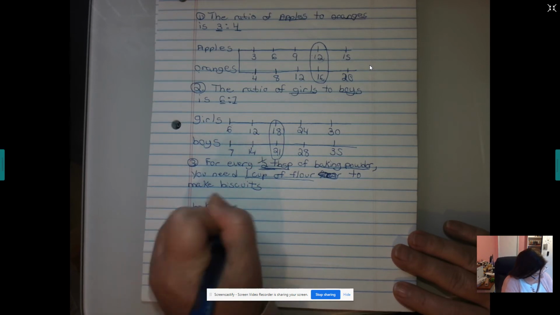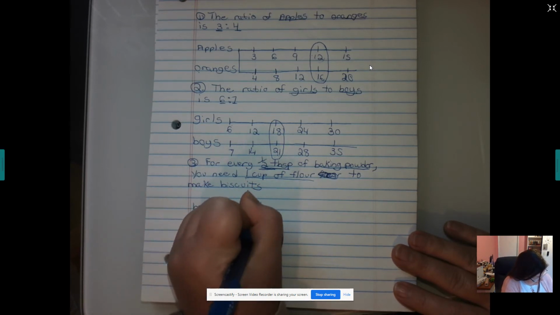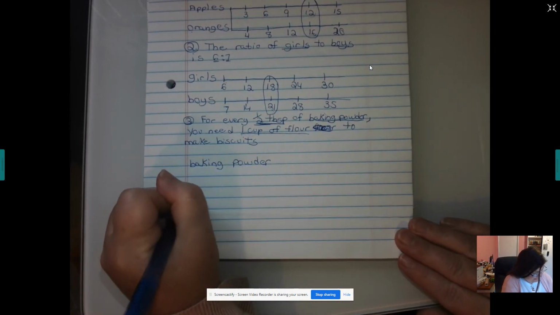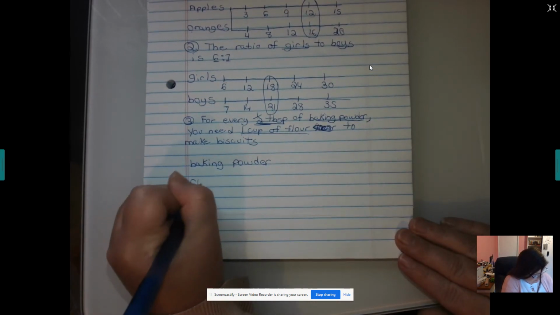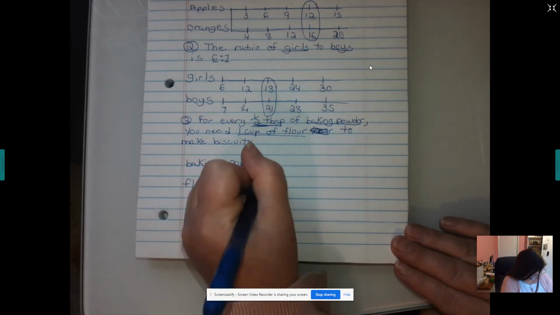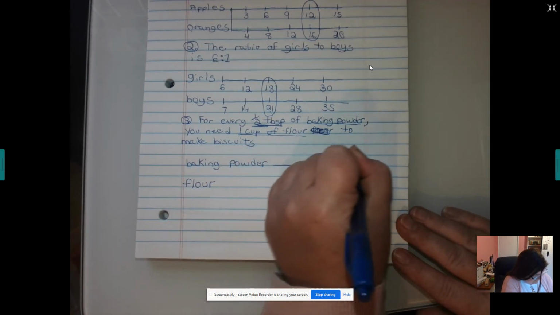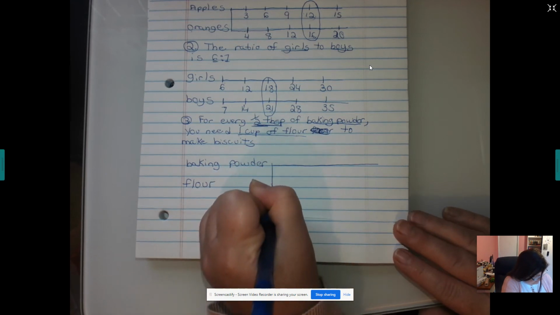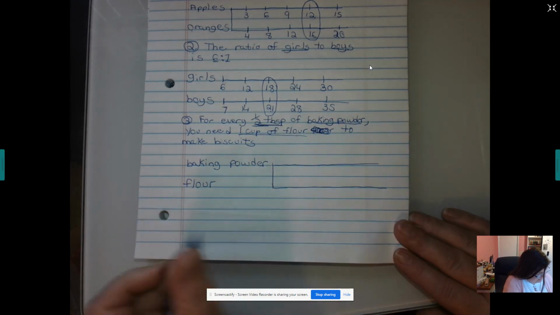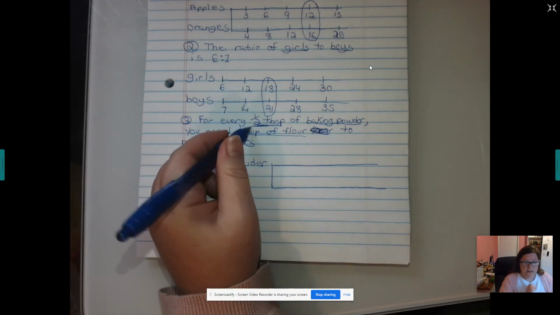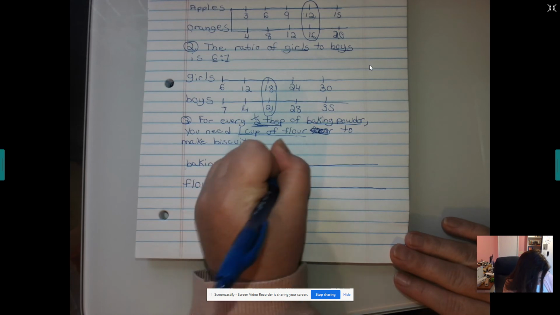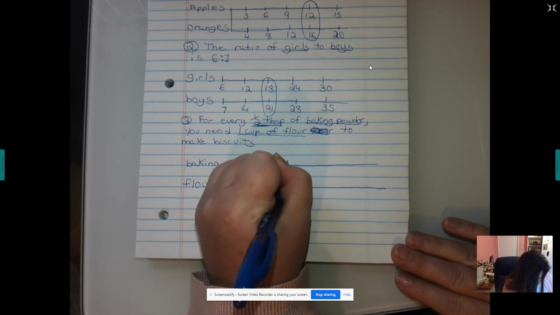The most important thing is to stay organized. Get yourself organized and write it down. And then these become very easy. Just making 2 number lines. So my baking powder is 1/2. So my first one is going to be 1/2.